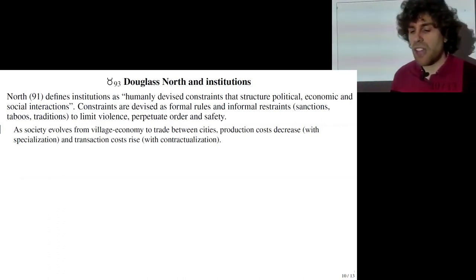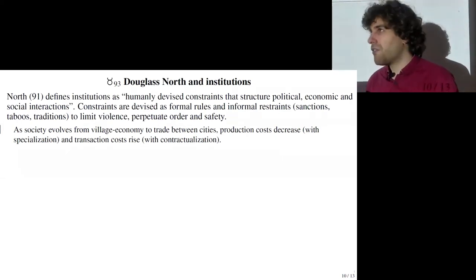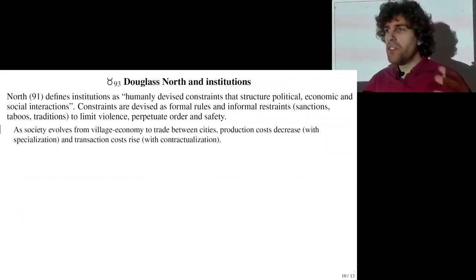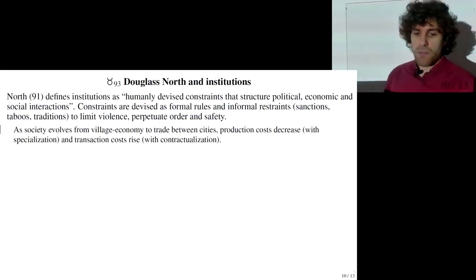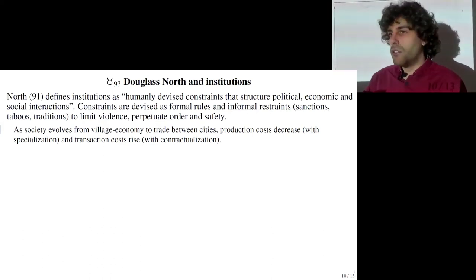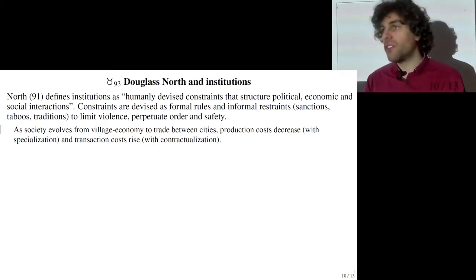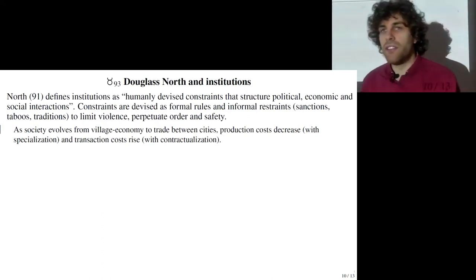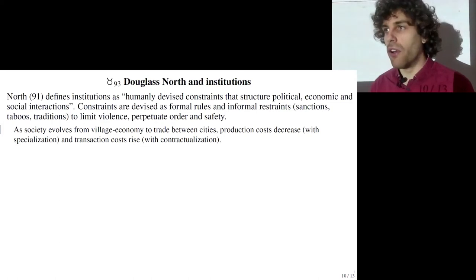But on the other hand, the transaction costs are low because everyone knows each other. So you don't have to have formal contracts. You don't really have to have official structures to judge conflicts, because you can rely on reputation and on the bonds of trust and reciprocity between people, and on informal sanctions and taboos. You just need a few formal rules to avoid problems.